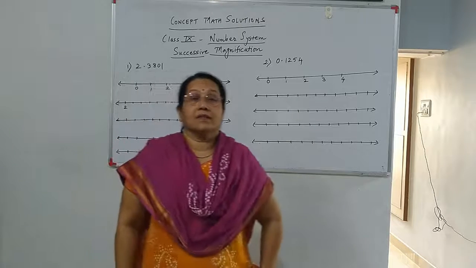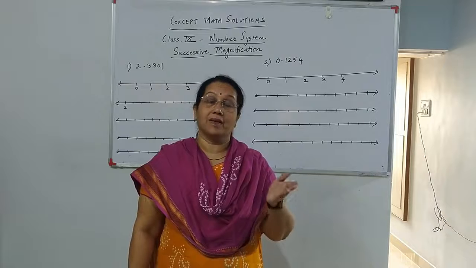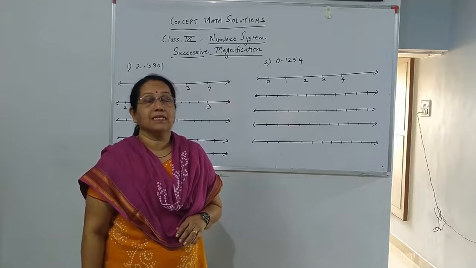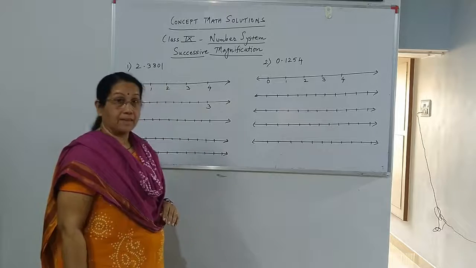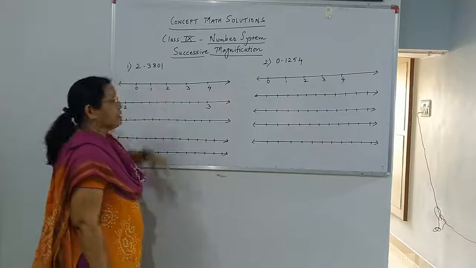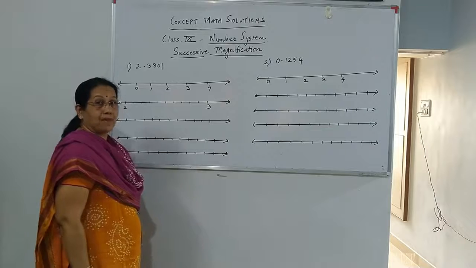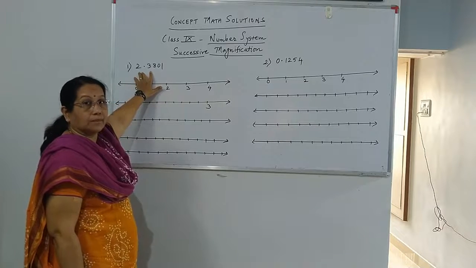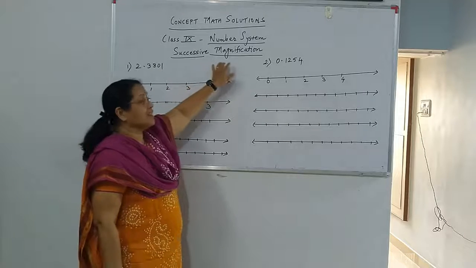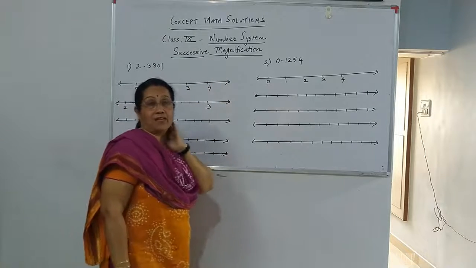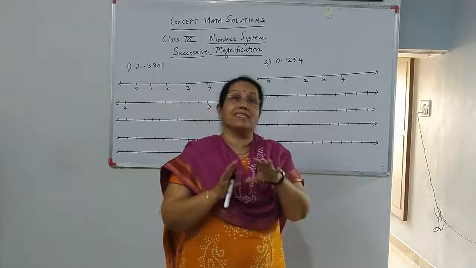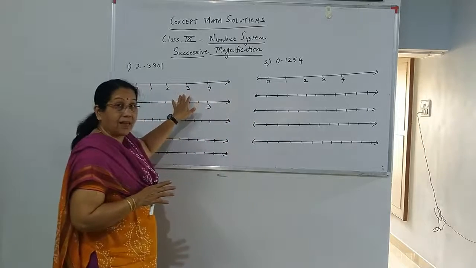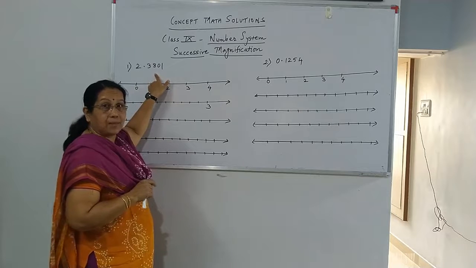After converting non-terminating repeating decimals into p by q form, let us see how to represent these decimals on the number line. I have taken two examples. The first is 2.3801. First, let's understand the meaning of successive magnification. Successive means stepwise. Stepwise, we are going to magnify this number line and locate this number.